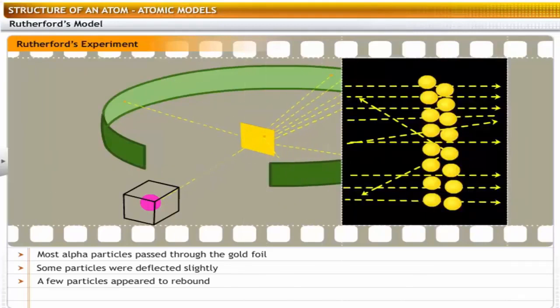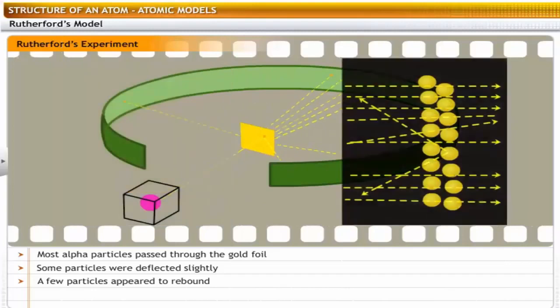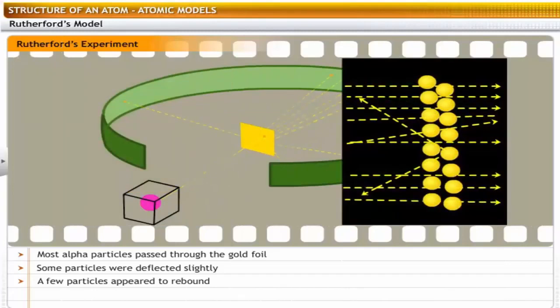Most of the space inside an atom is empty, as most of the alpha particles pass through the foil without getting deflected. Very few particles were deflected from their path. This deflection was caused by the repulsive force of the positive charge in the atom. The positive charge was concentrated in a small area within the atom and was not spread throughout the atom as Thomson had proposed.